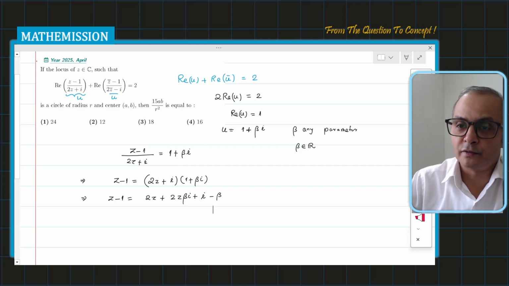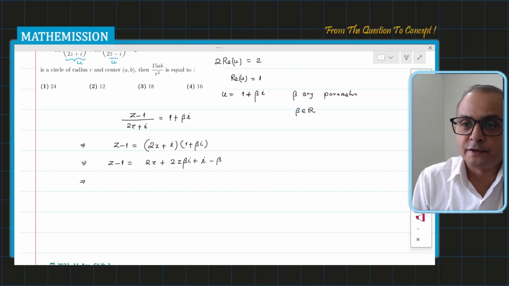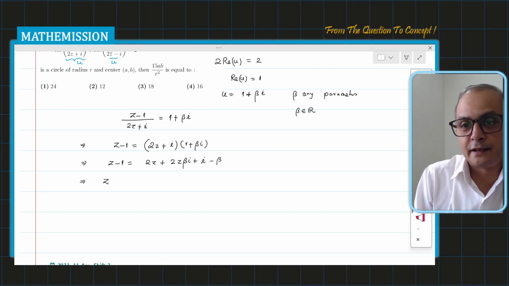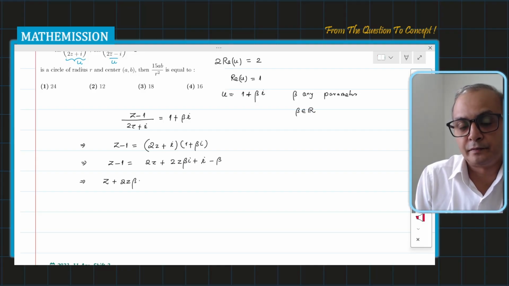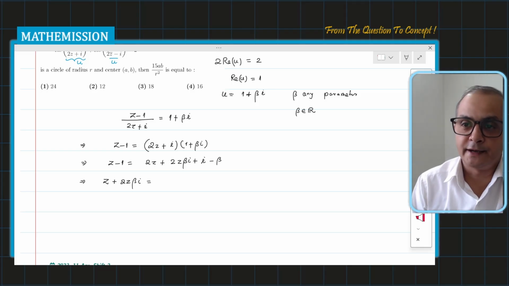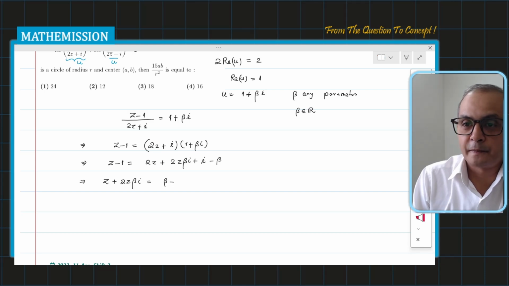Now notice what will happen if I want to collect all the terms containing z together. I'm bringing this z to this side, so 2z minus z, and then here I have 2z beta i. Sending everything not containing z to the left-hand side, they'll give you beta on the positive side, minus 1 and minus i. So now I can extract the value of z.